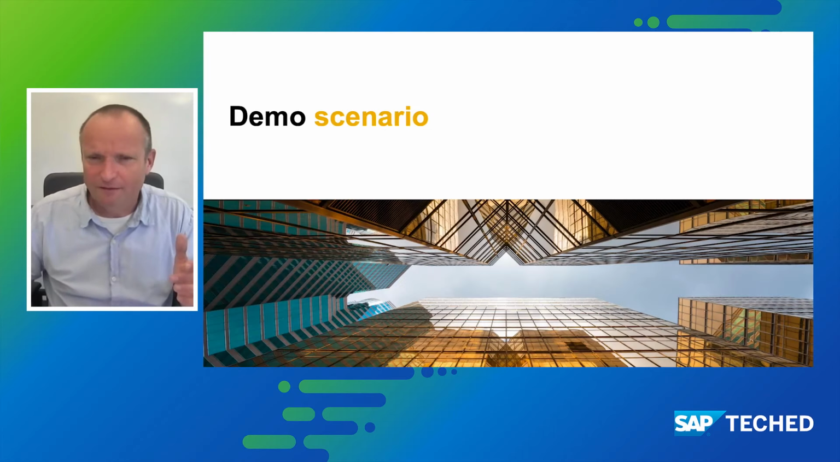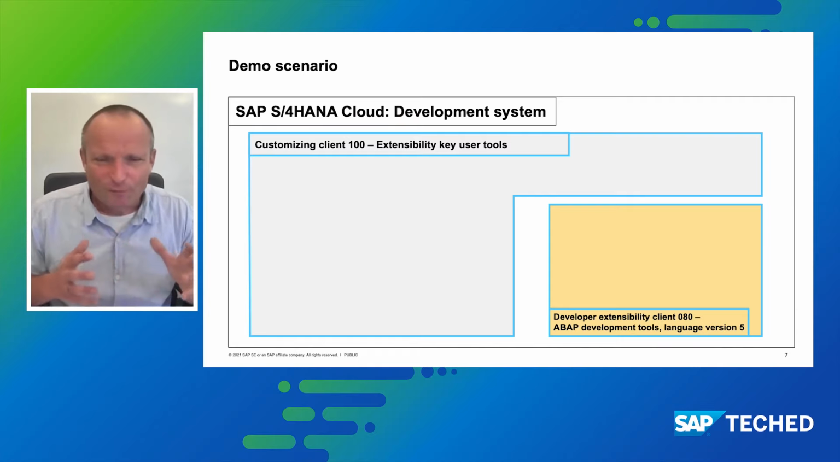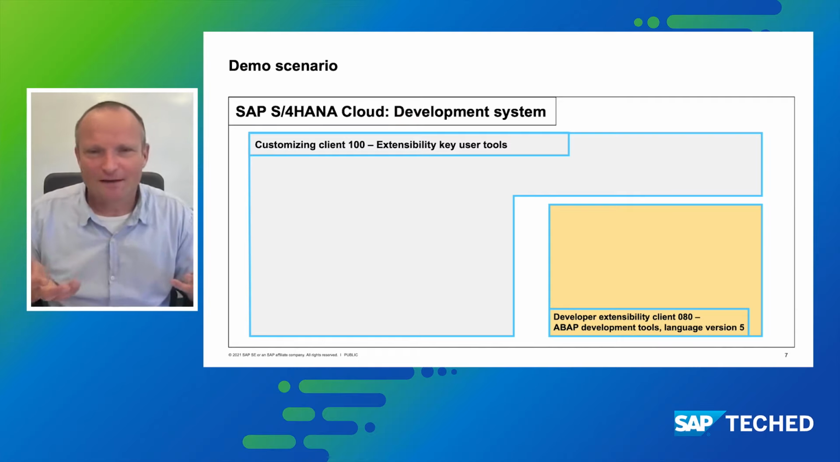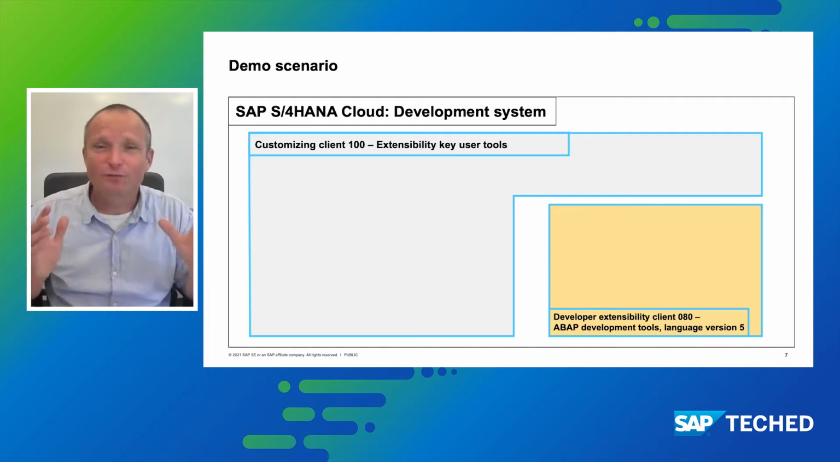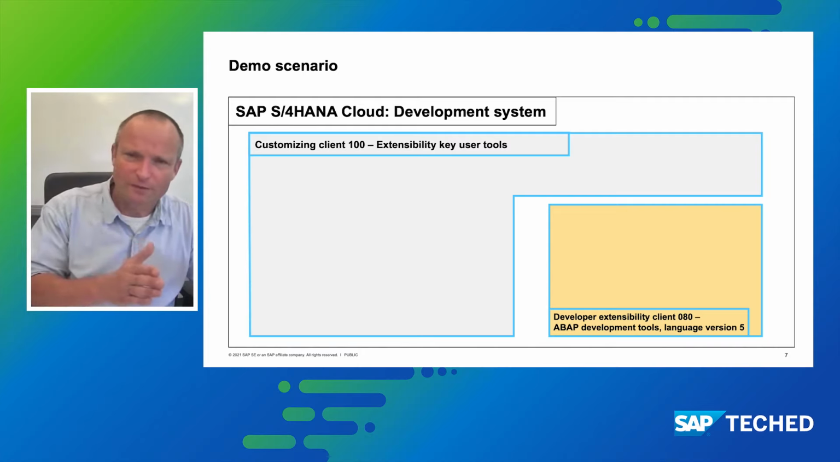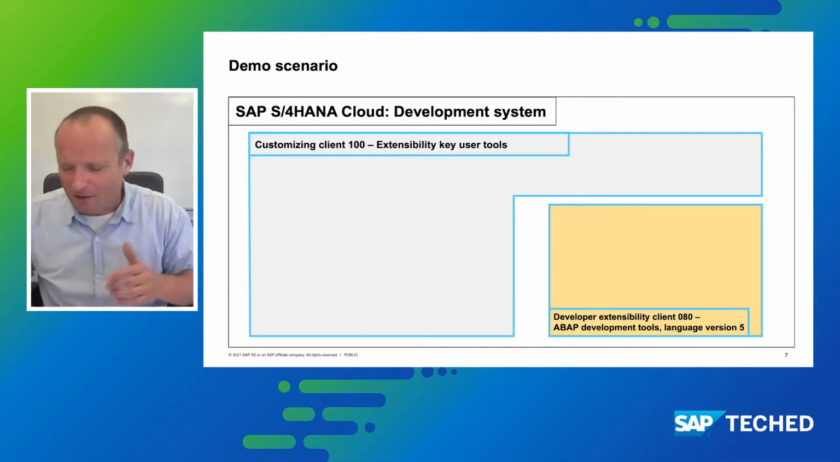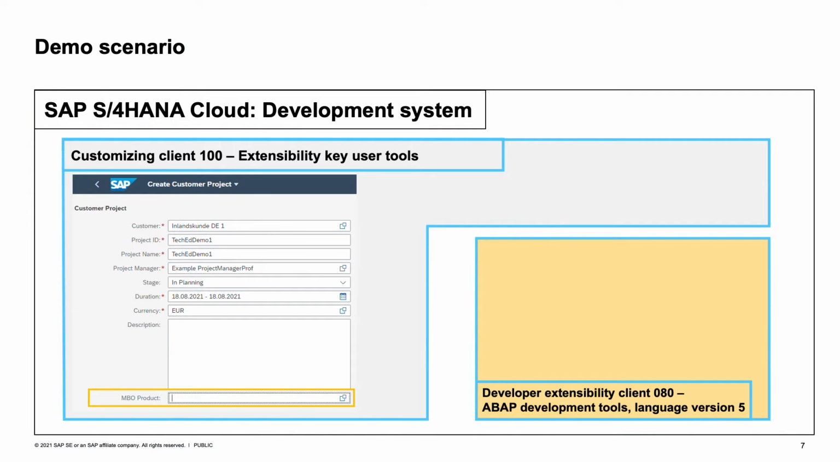Now let's go ahead with looking at the demo scenario. What we see right here is an S/4HANA Cloud development system, and we have two clients now. The well-known client 100 for key user extensibility, and also client 80 for developer extensibility. Now let's have a look at the demo scenario.